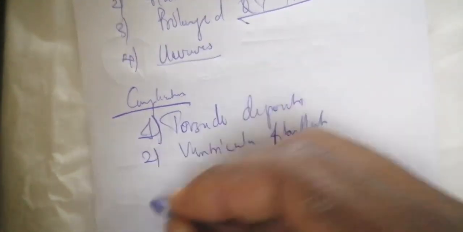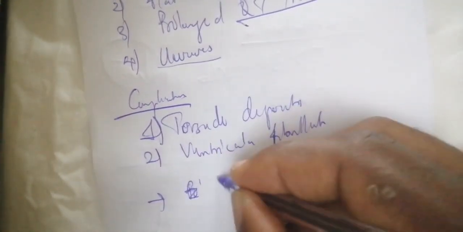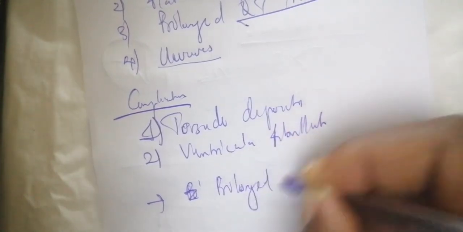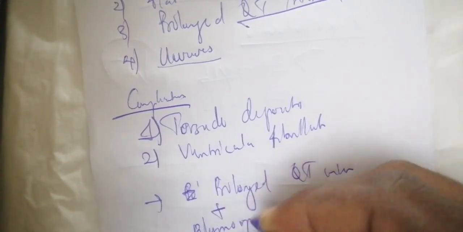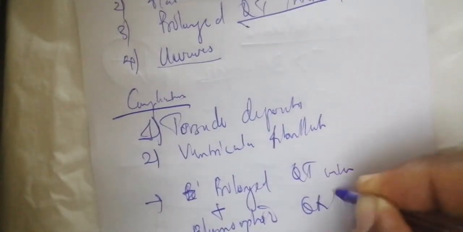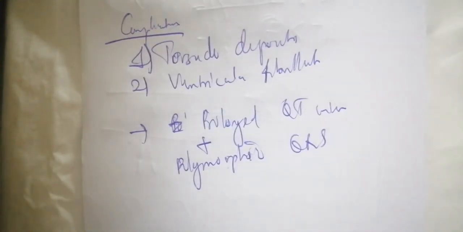So in torsade de pointes, how can it be visualized? You have a prolonged QT interval plus polymorphic QRS complexes. For the prolonged QT interval, as we have already said, you measure the corrected QT interval using Bazett's formula.